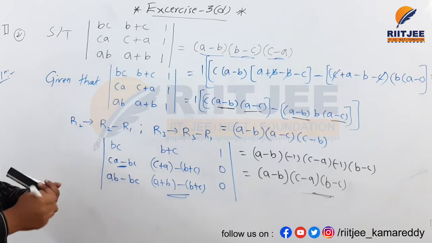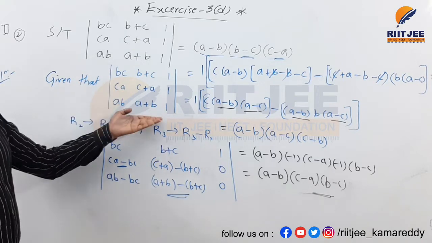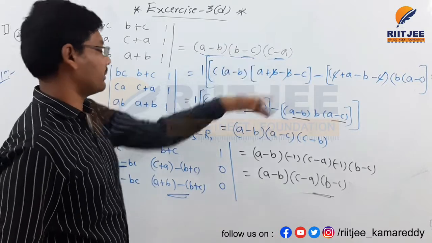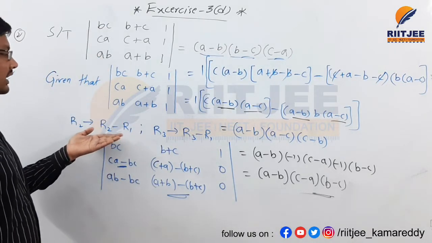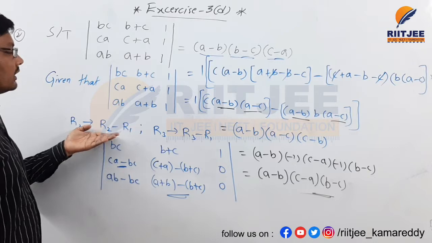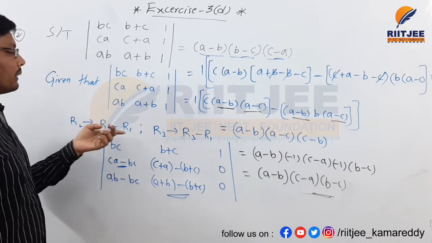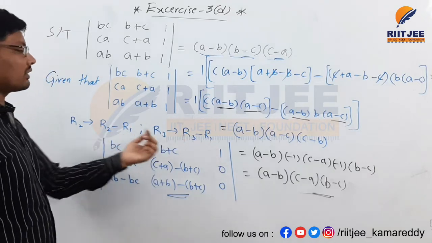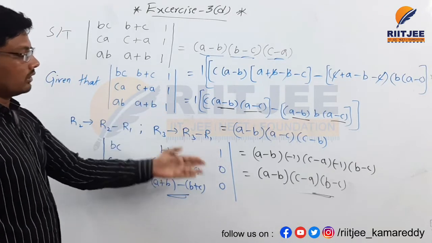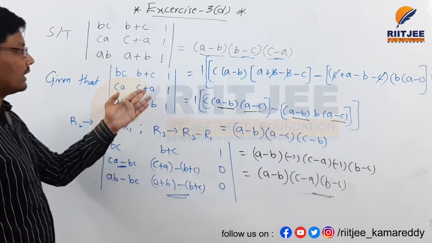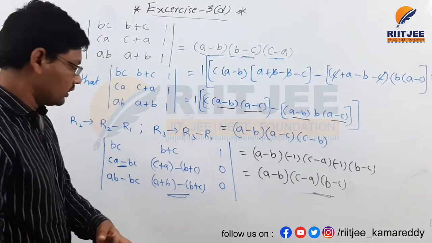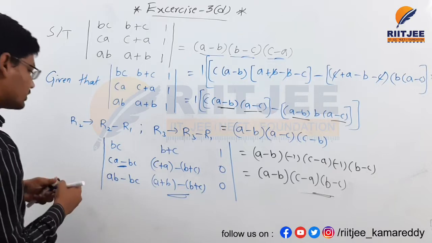Once again I am solving here. Given that this is the determinant here, we need to show A minus B into B minus C into C minus A here. I am changing R2 with respect to R1 and R3 with respect to R1 here. R2 minus R1, R3 minus R1. So that these two terms will become 0 here. I am writing the terms here. If you have any doubt, here only you can change this here.